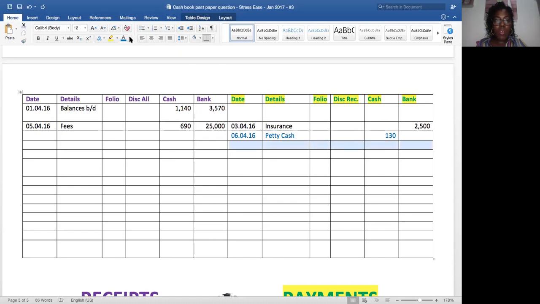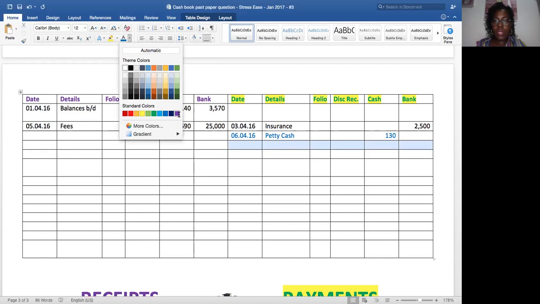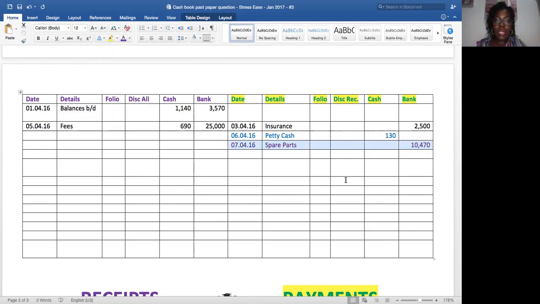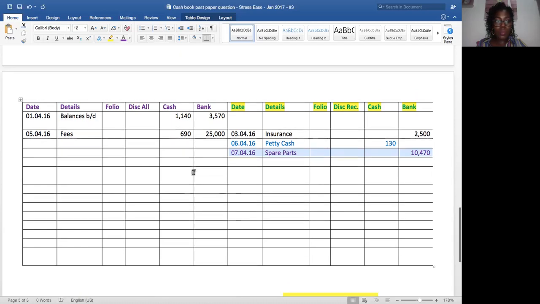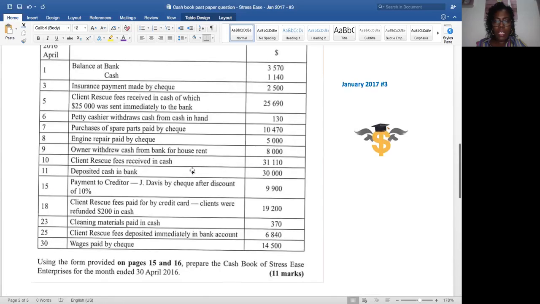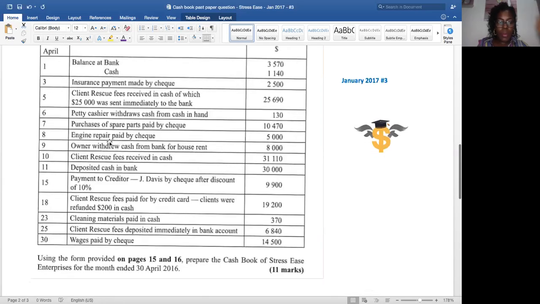Let's go make that entry. And I want to encourage you to also do this question on your own and then come back to look at the answer. All right? So on the 7th of April, they purchased spare parts for $10,470. That is how you record that transaction. Unfortunately, I cannot split my screen right now, so I have to go up and down.